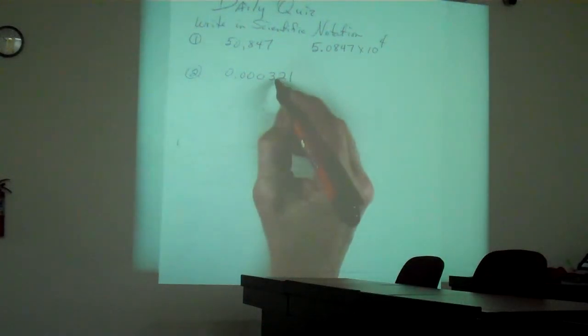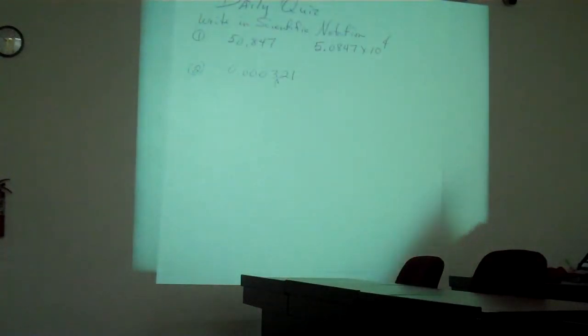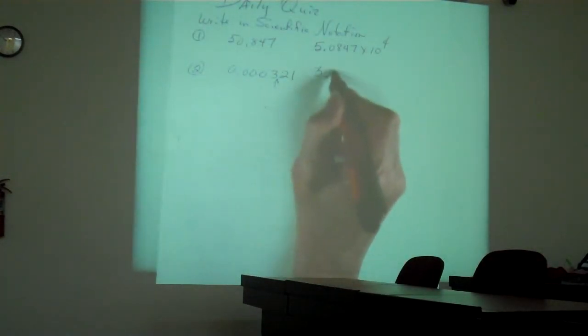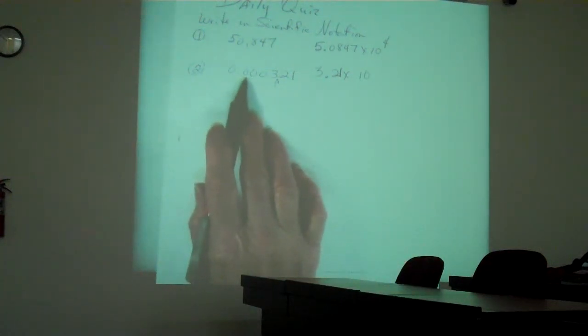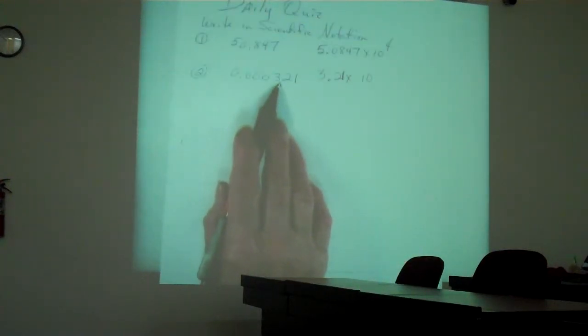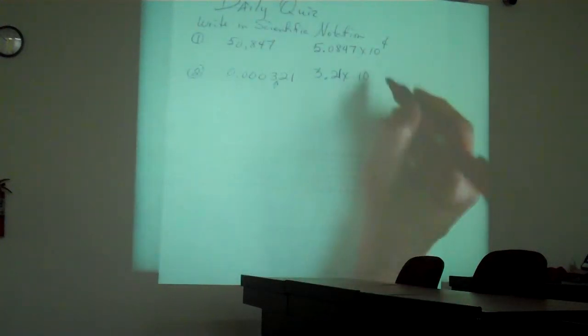Okay, number 2. One number in front of the decimal, we'll move it to right here. 3.21 times 10 to the what power? 1, 2, 3, 4. Negative 4, because this is a small number.